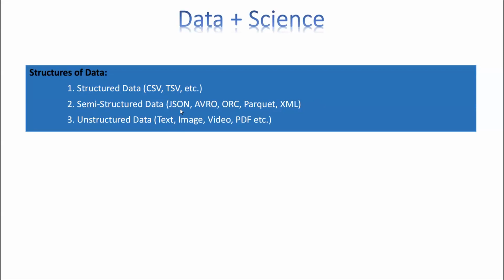Along with the semi-structured data, we have JSON, AVRO, ORC, Parquet, and XML files, where from the name itself the data can be understood, but the structure is a little more difficult to understand than structured data, right? Because the way of data storage is in different kinds of structures, but we can understand it easily.